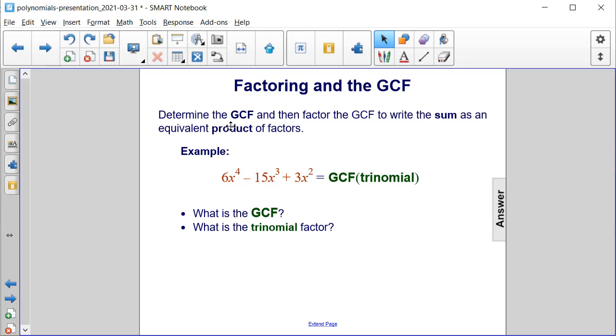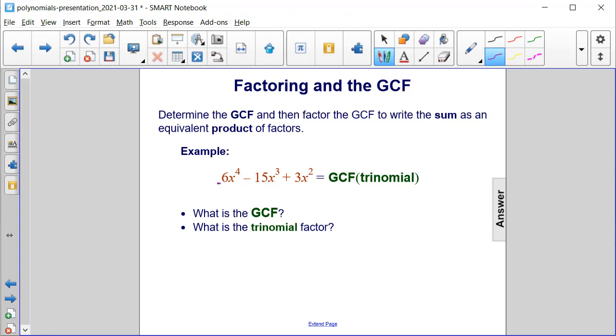Determine the greatest common factor, and then factor the greatest common factor out to write the sum as an equivalent product of factors. So here's our example. We have 6x to the fourth minus 15x to the third plus 3x squared. And we are going to rewrite this as the greatest common factor times the trinomial that remains. So first, let's examine our terms to determine what is the greatest common factor.